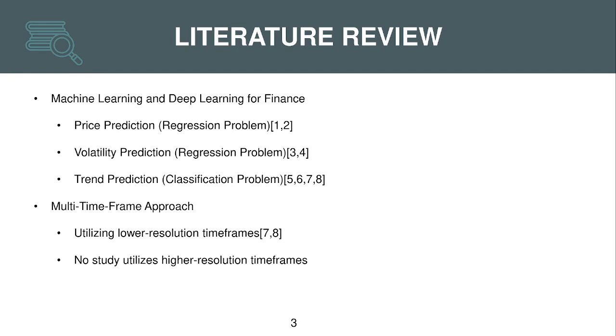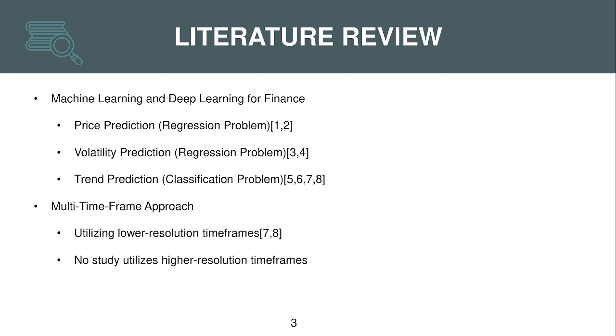Lately, due to neural networks' high capability of learning nonlinear functions, many researchers have utilized machine learning and deep learning for predicting market properties such as price, volatility, and trend. Notably, volatility is a measure of the market fluctuations and trend is the market direction. Price and volatility prediction are regression problems, while trend prediction is a classification problem.